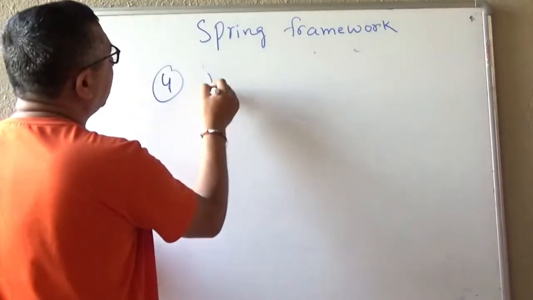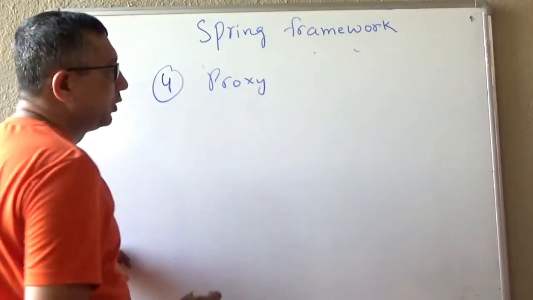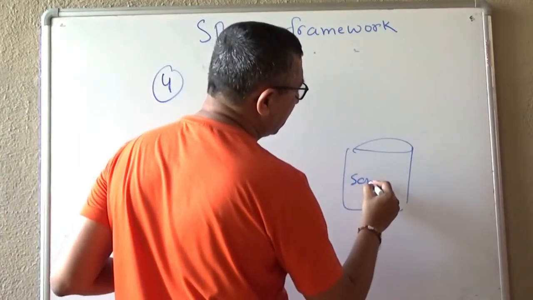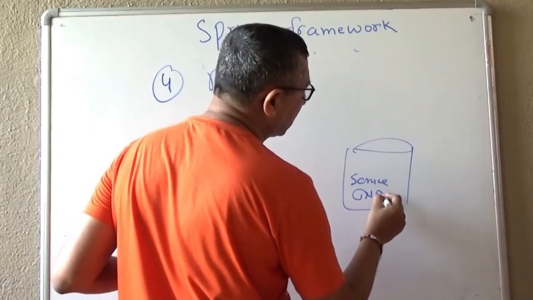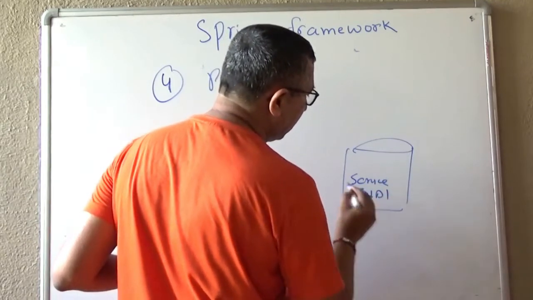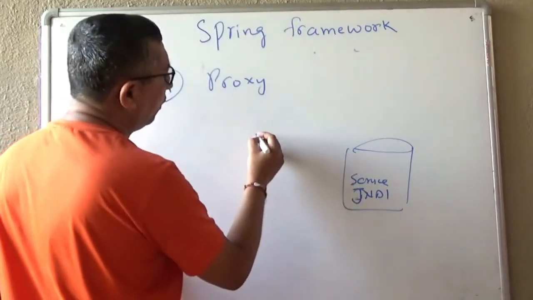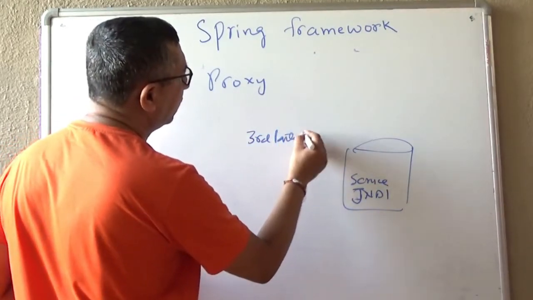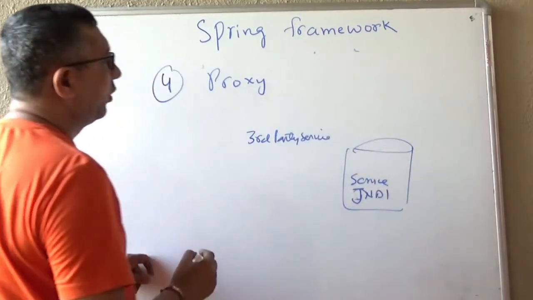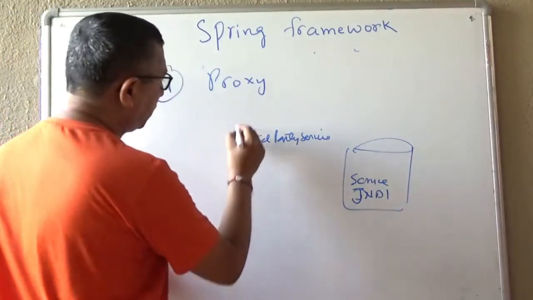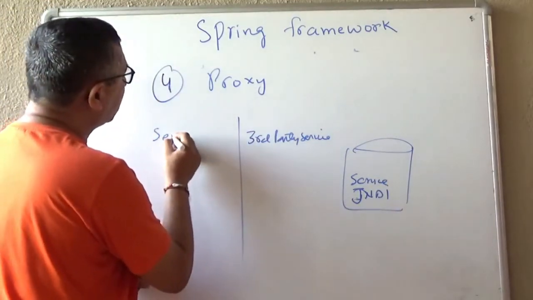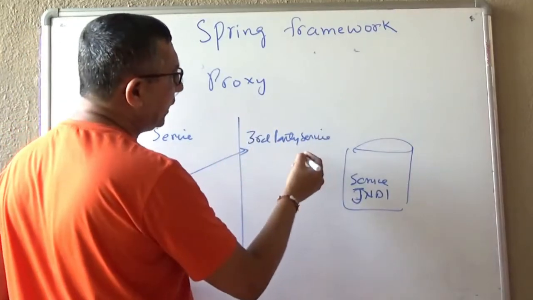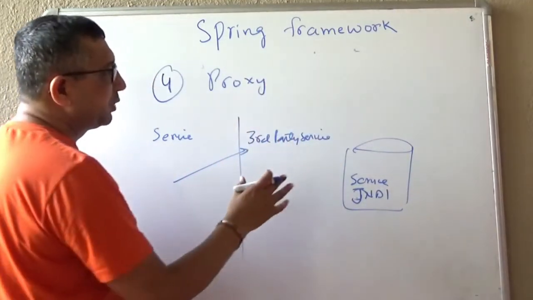Okay, then the fourth one is a proxy. So for example, you have a service which is located in a JNDI registry. It's a third-party service, and you want to expose it to your application. You have your own service which is dependent on this. So for this third-party service, you basically use the proxy pattern.